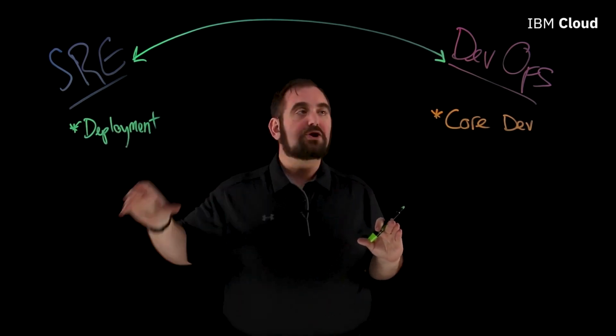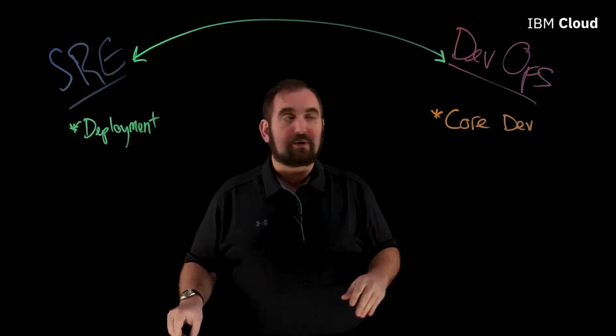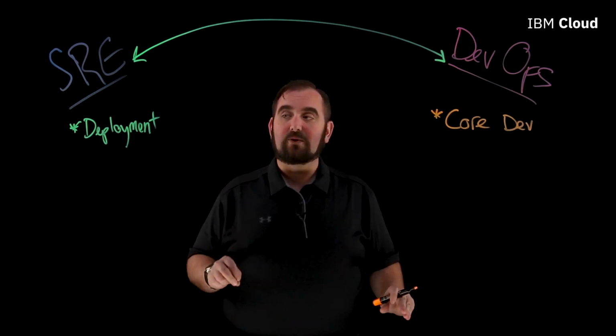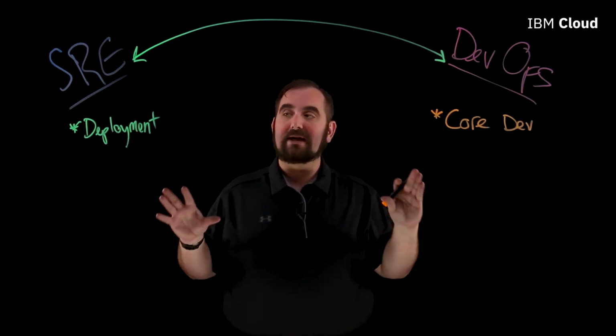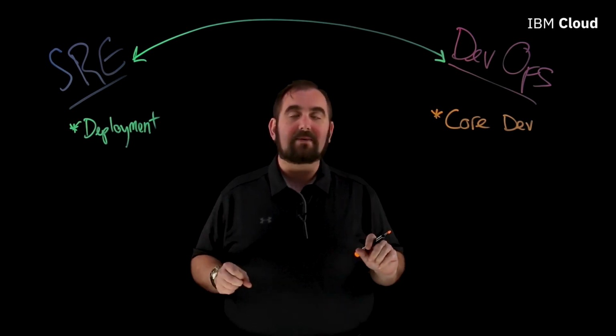Because SRE should be logging defects. They should be logging tickets back with development, but probably most importantly, they need to understand that they have the same goals. These groups should never be aligned against one another. And so they do have to have a common understanding.